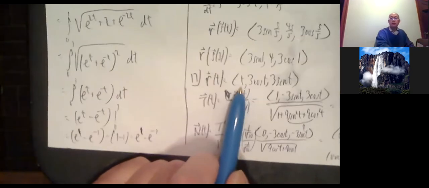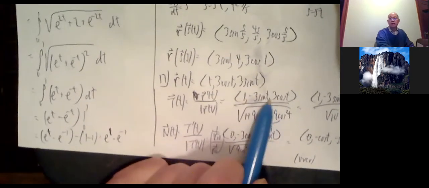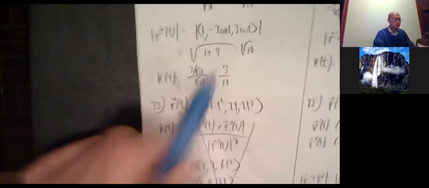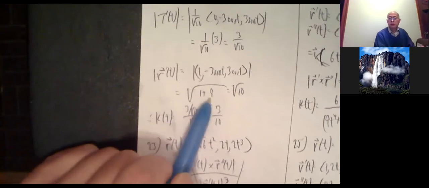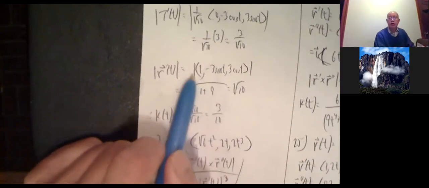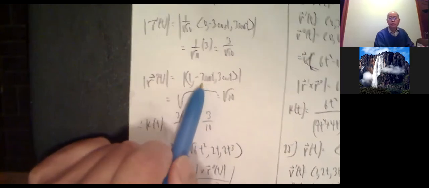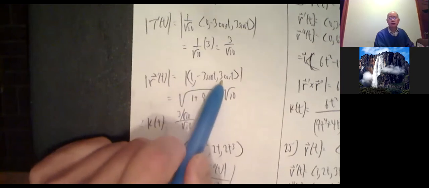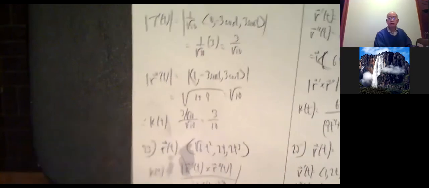Magnitude of r prime. Okay, we did r prime back here somewhere, or did we? Okay, we did. Oh, here we are: 1, negative 3 sine t, 3 cosine t. So what's the magnitude of this? Square root of 1 plus 9, there it is again, recurring theme. 1 squared plus 9 sine squared plus 9 cosine squared, and again that comes out to be 9. So radical 1 plus 9, or radical 10.